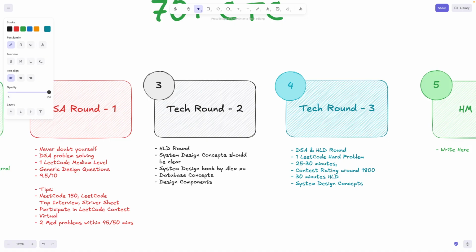In this I would rate myself again 9.5 out of 10, because I was able to solve this hard problem early and then I was able to solve the system design concepts also. In this one I would rate myself 9 out of 10, right? And I think I made some mistakes in this one.